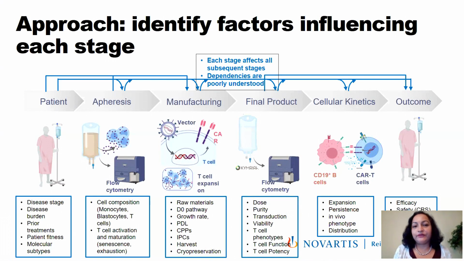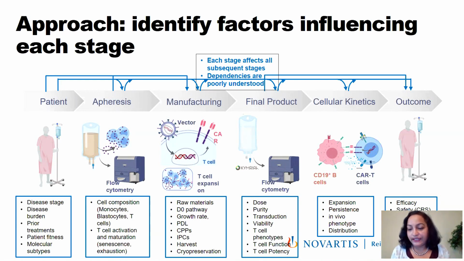As we mentioned just now, there's a cause and effect, and each of these has an impact on the next step or a few other next steps. So each stage affects the subsequent, and there are dependencies. The data sets that we are able to collect at each of these points are listed here. So this is what is in our control. We've got patient information, apheresis information, a lot of manufacturing information, final product, which is very key, cellular kinetics, and PK/PD. What do we do with this?